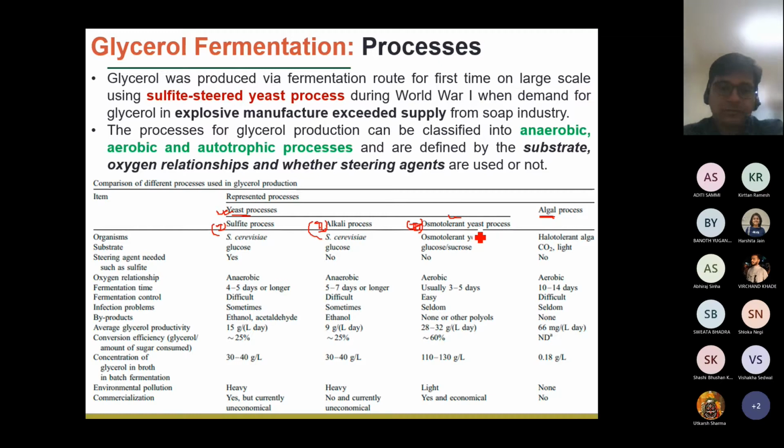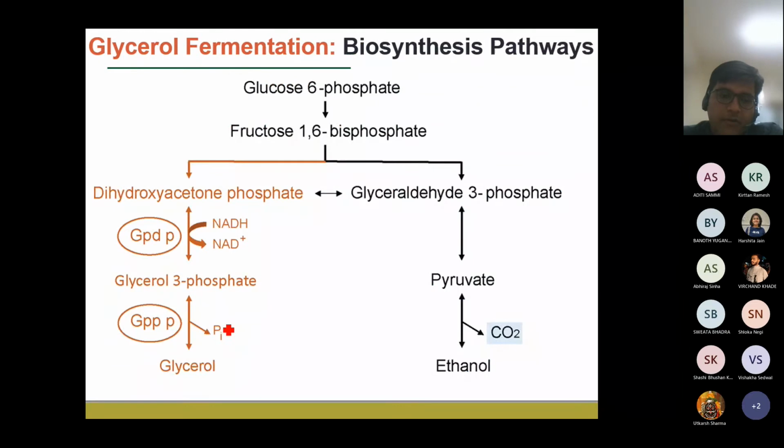Okay, so if you see the microorganisms, in the case of the yeast process, for the sulfide and the alkali, we have Saccharomyces cerevisiae. We have seen that Saccharomyces cerevisiae is used for the production of ethanol, as well as the biomass that is generated, which is also used as an additive in baking, and it forms baker's yeast.